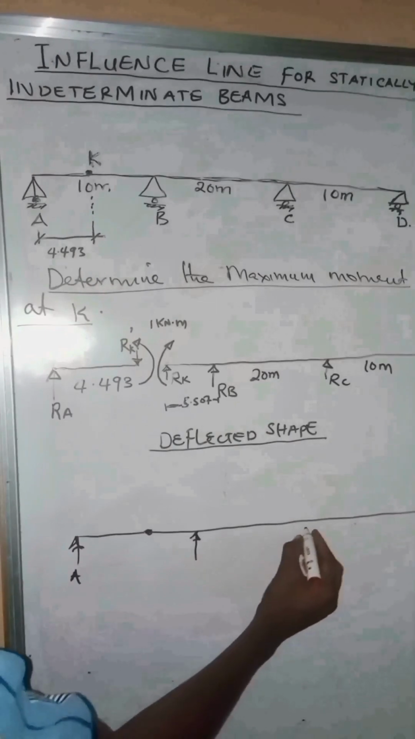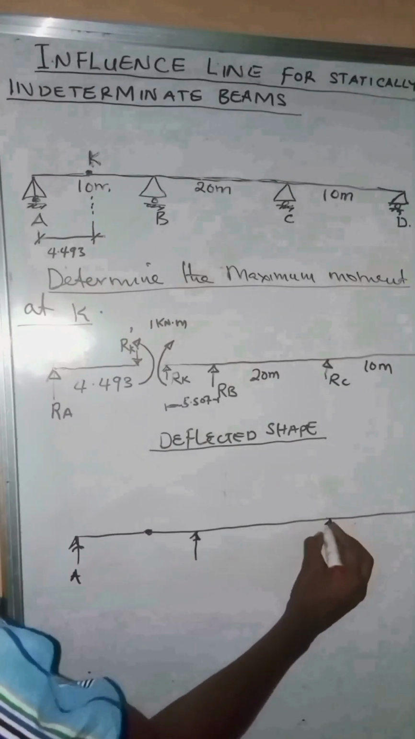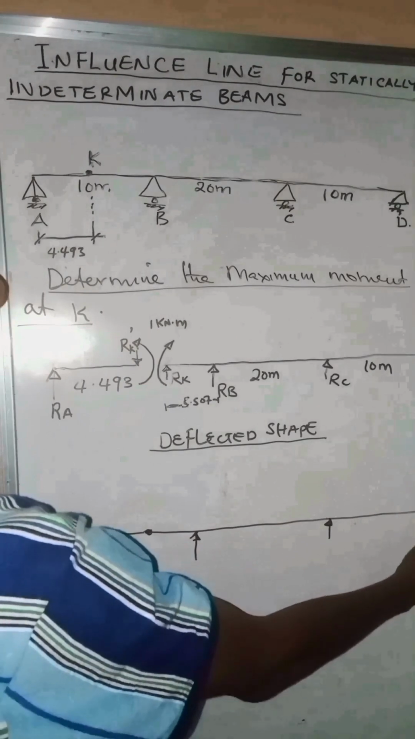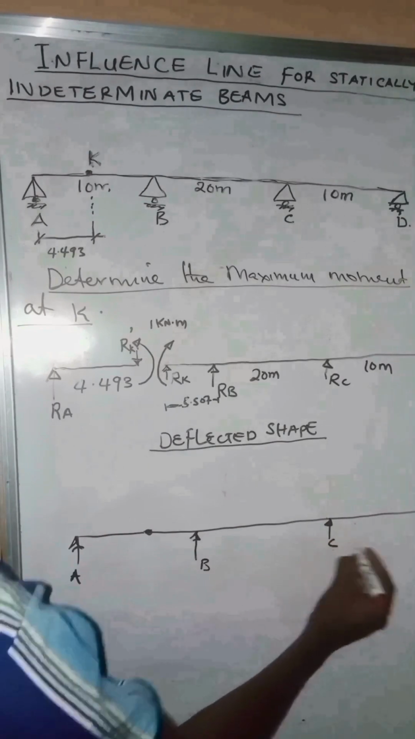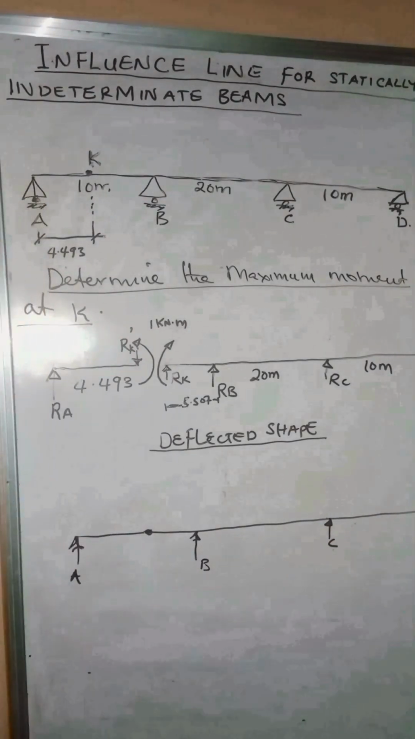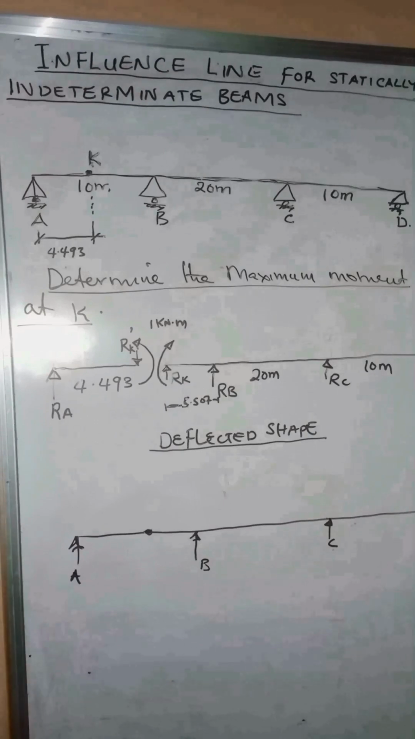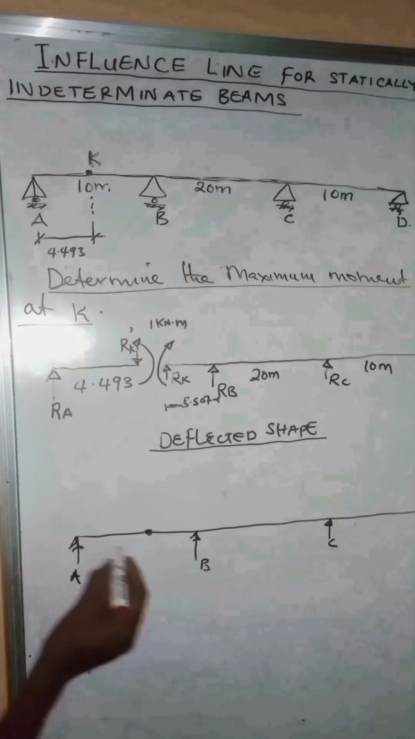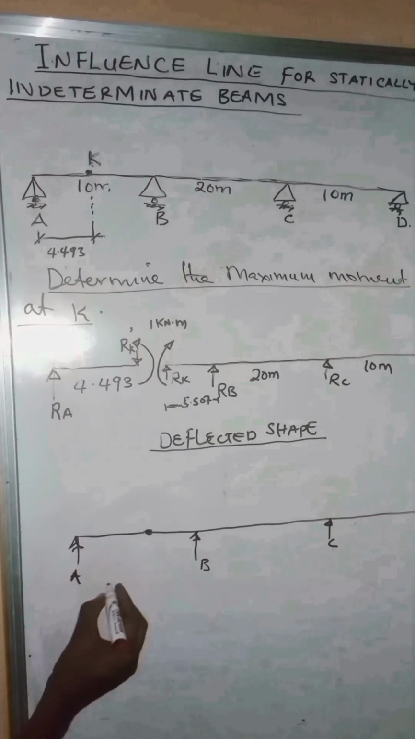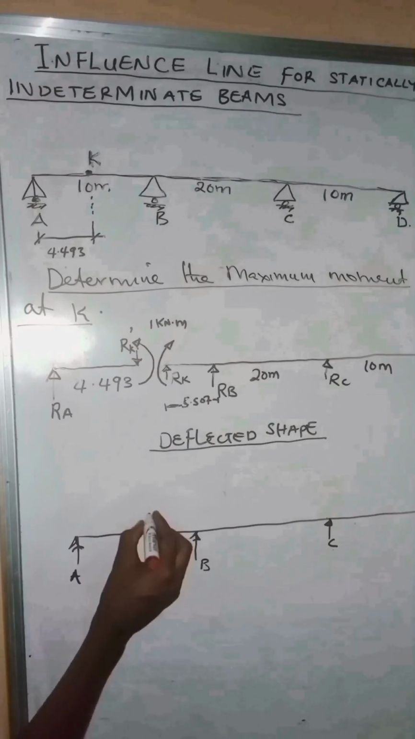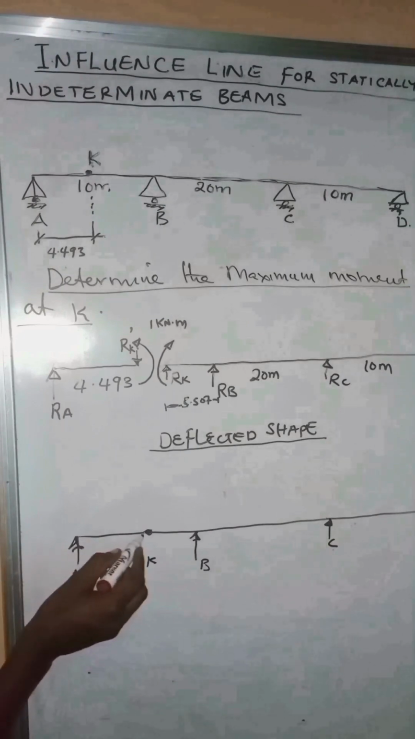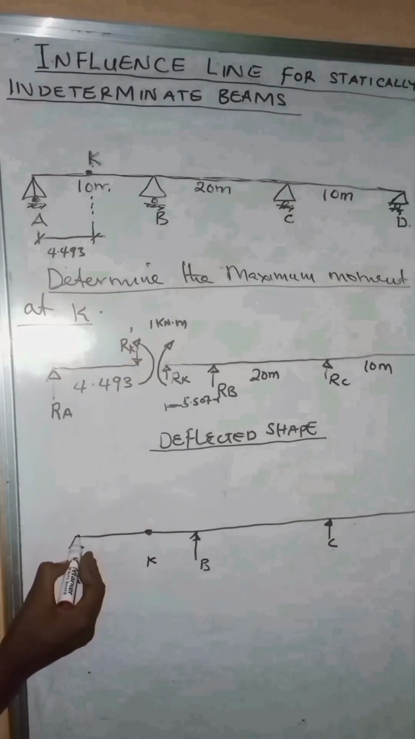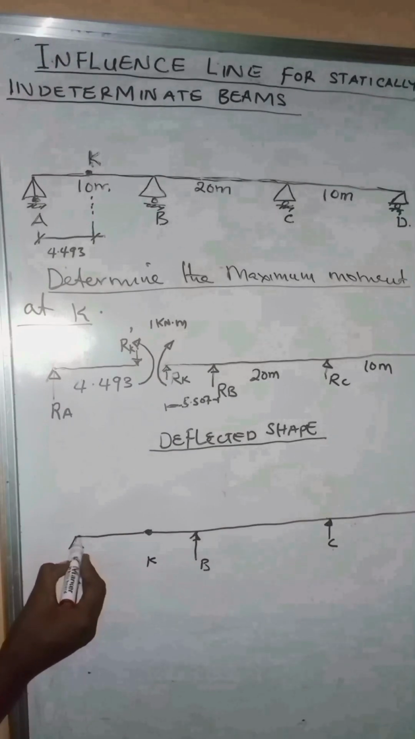We'll put the supports. We have the last with support D. So let's label it: we have supports B, C, and D. This is what we have as the beam. The next thing we are going to do, let's bring point K. We want to draw the deflected shape. So this is how it goes.